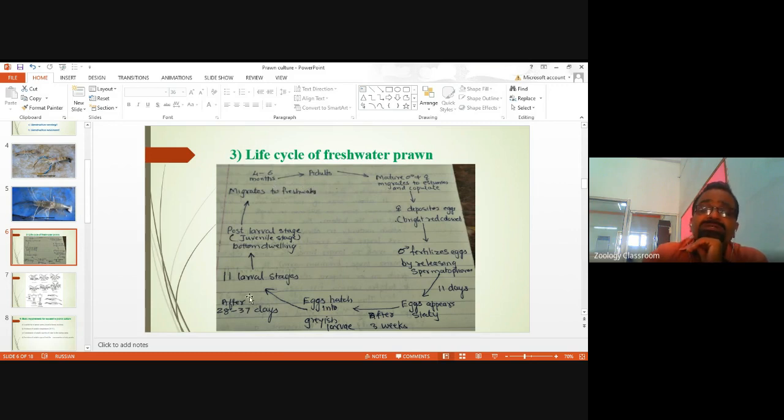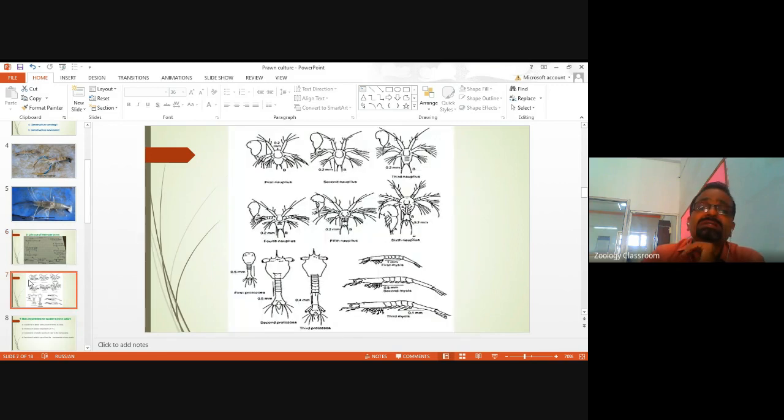But what are these 11 different larval stages through which the prawn passes? These are the 11 different stages, you can say.